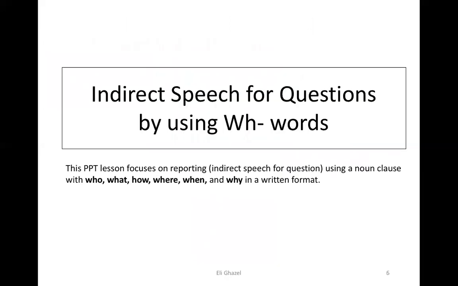So as we said, this is the 4th in a series of 6 using WH words to make clauses that report speech. And if you would like to know how we progressed, you need to go and watch 1, 2, and 3 in the series of the 6.